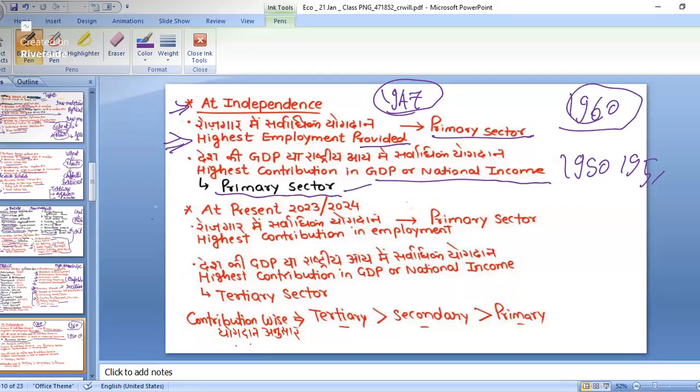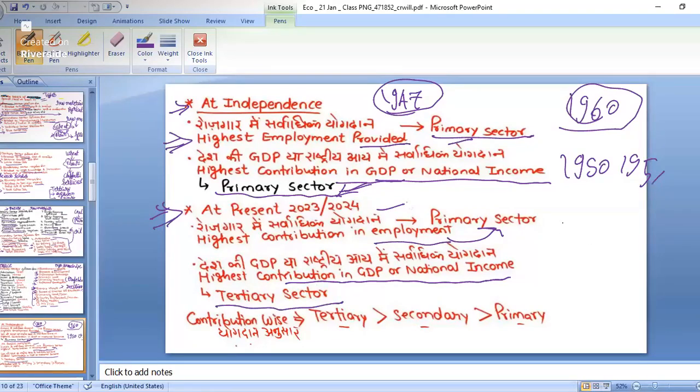Okay, then at present, 2023 or 24, if we see, the highest contribution in employment is here also from the primary sector. Okay, here also we had the highest employment contribution from the primary sector, and the highest contribution in GDP was from the primary sector during the independence time. But if we see at present, 2023-24, the highest contribution in GDP or national income we are getting from the tertiary sector.